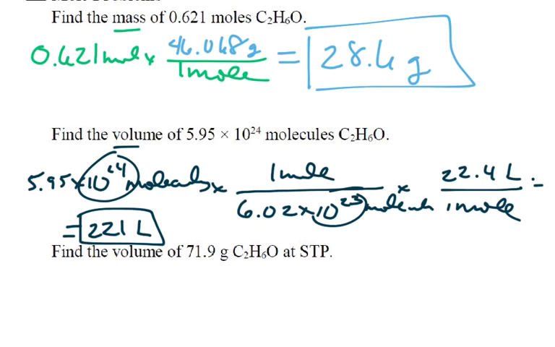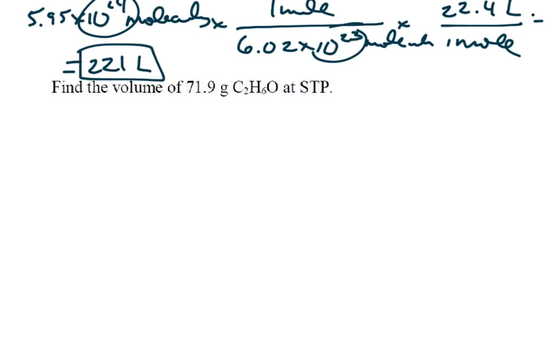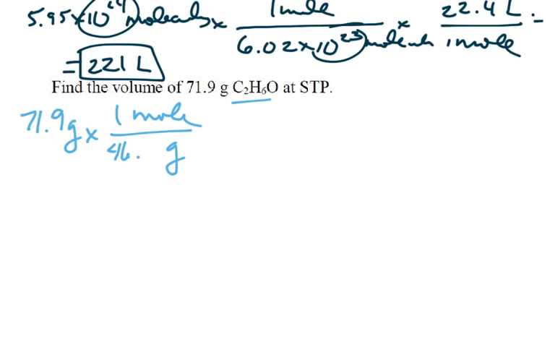Okay, the last one is find the volume of this many grams. So volume of grams, so I have 71.9 grams of C2H6O. I have to have grams down here, and if grams is on one side, moles on the other. And I know that for C2H6O, it's 46.068 grams. And I'm not trying to get to moles, I want to get to volume. So I need 22.4 liters. So 1 mole is 22.4 liters. And now my problem is all set up.